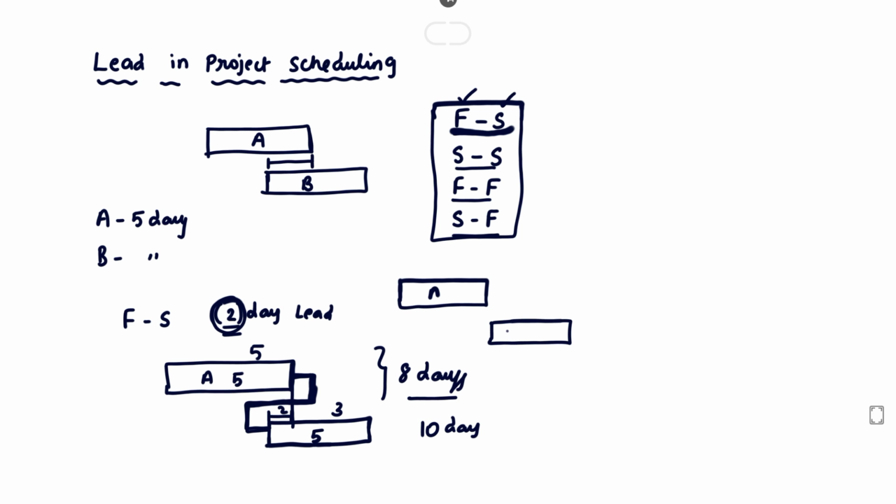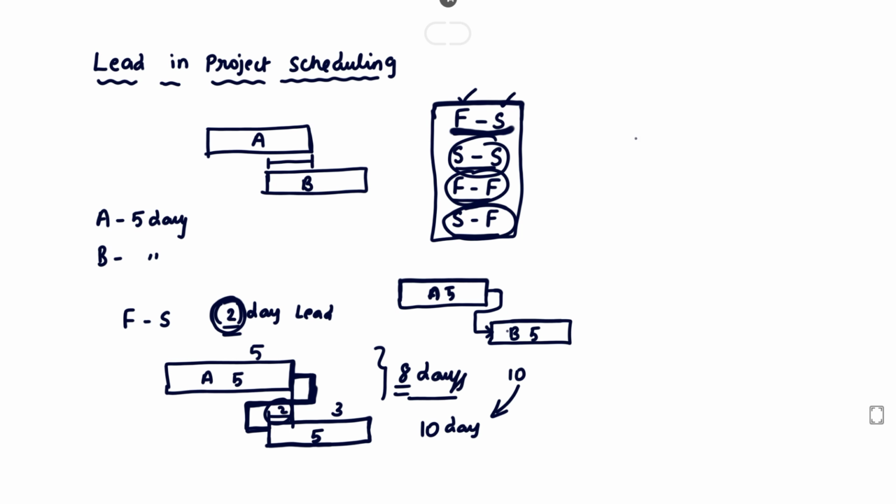This is activity A, 5 days. After completing the activity, activity B will be started immediately. Activity B will take 5 days. So in total it takes 10 days to complete the project. But here 2 days is the lead time, so 8 days is the project completion time. Likewise, we can draw for start to start, finish to finish, and start to finish.